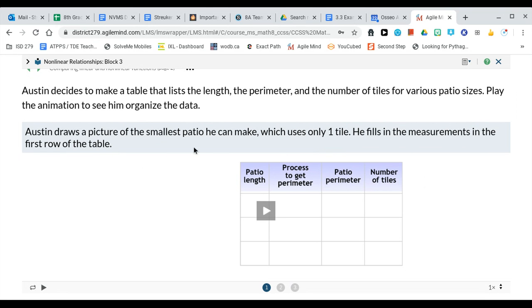So he's going to draw a picture of the smallest patio he can make, which only uses one tile. Then he'll fill in the measurements in the first row. So a patio length of 1. The perimeter then, the process was to add 1 plus 1 plus 1, or 3 times 1, because each side is only 1 and there's 3 sides. So the patio perimeter becomes 3. And then we just used only 1 tile.